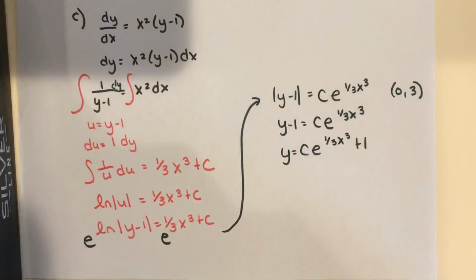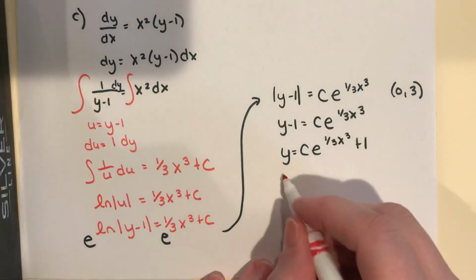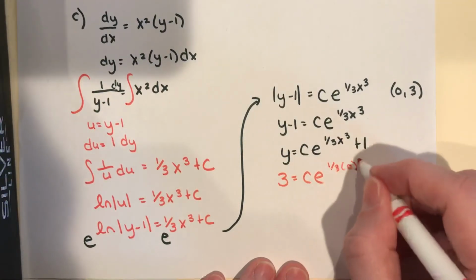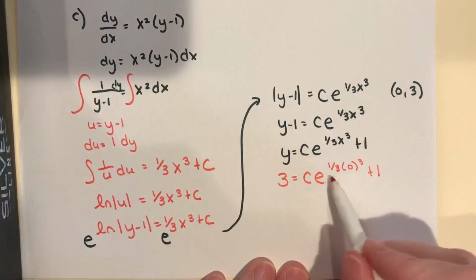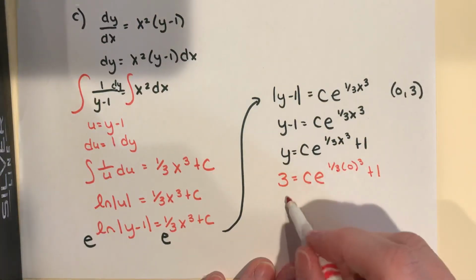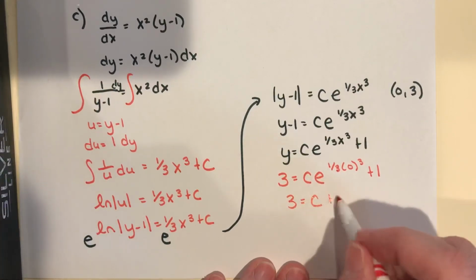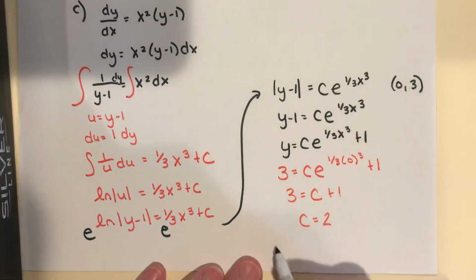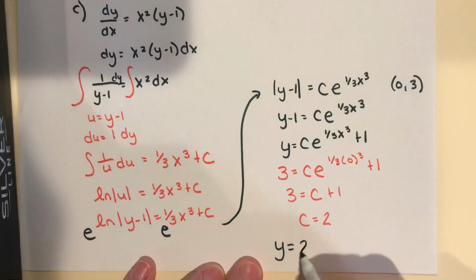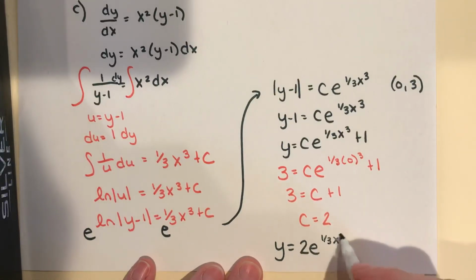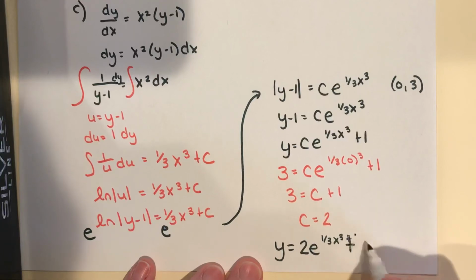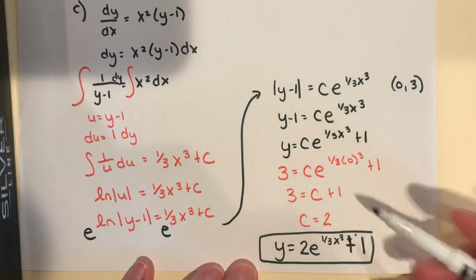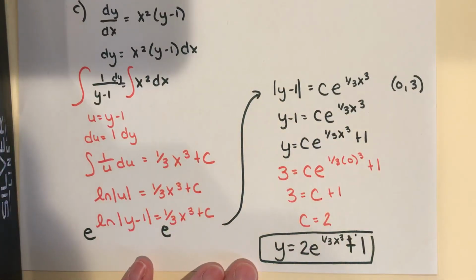Now the last thing I'm going to do is plug in my point so I can solve for c. I'm going to plug 3 in for y and 0 in for x. Here I have 0, and e to the 0 is 1. So 3 equals c times 1, plus 1. So c would equal 2. For my final answer, I've got to go back and rewrite it: y equals c, which is 2, e to the 1/3 x cubed, plus 1. I almost made the mistake of putting that plus 1 in my exponent, so I quickly fixed it. The 1 is not a part of the exponent.